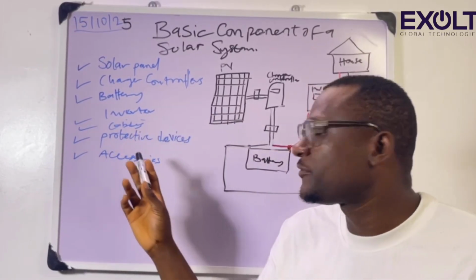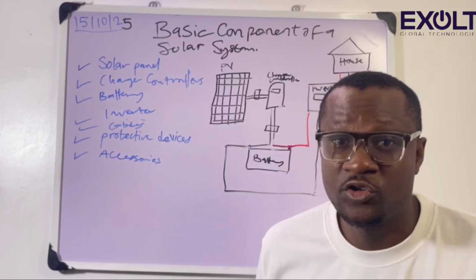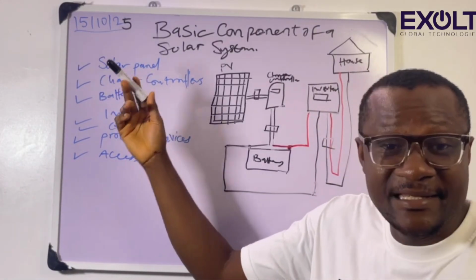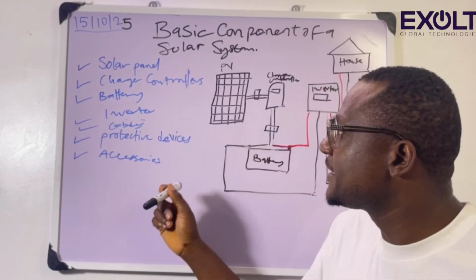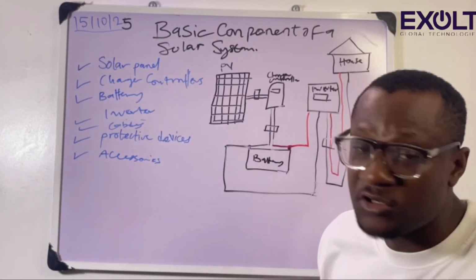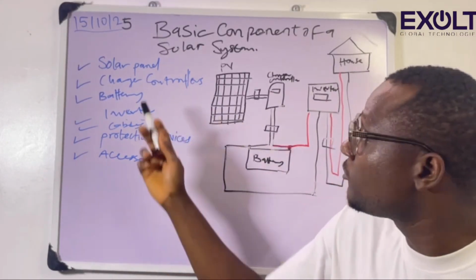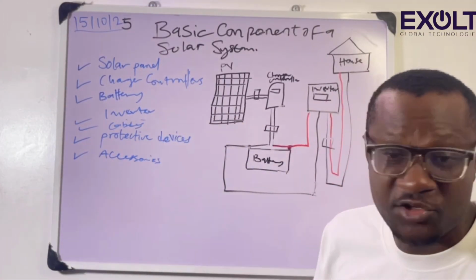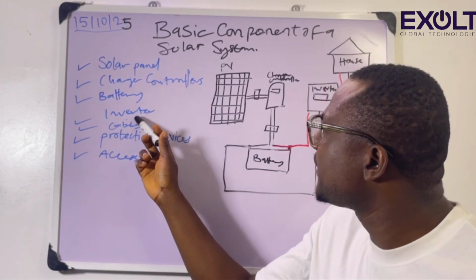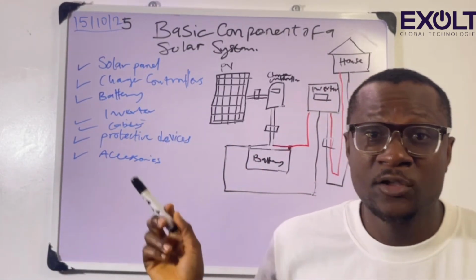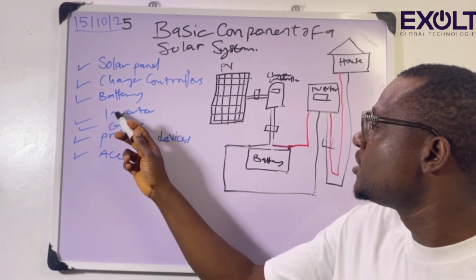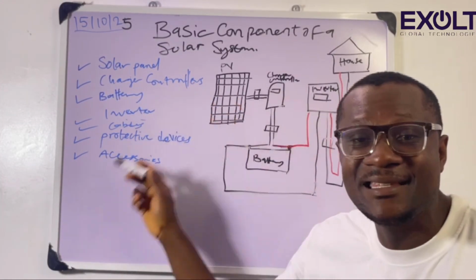Now, the next important thing we need is the cables, and for a solar system we have the DC cables and also the AC cables. So when we are connecting the solar panels to the charge controllers, we need DC cables to do that. And when we are connecting charge controllers to batteries, we also need DC cables. But when we want to connect the inverter to supply power to the house, it has already converted the DC energy to AC, so we will need an AC cable to do that.